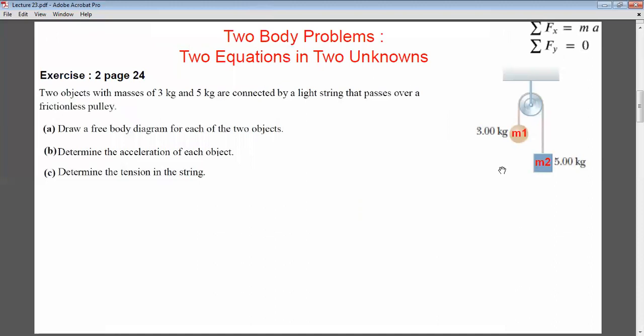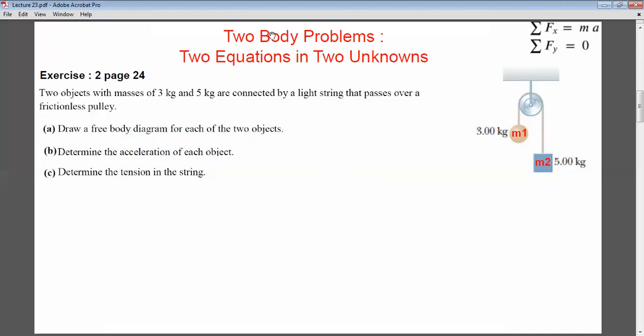It's called a two body problem. I have two bodies, M1 and M2. M1 equals 3 kilogram, M2 is equal to 5 kilogram. They are connected by a light string that passes over a frictionless pulley. This is just to tell me that the pulley doesn't exert any force on the object. Now let's solve the problem exactly as we used to solve all other problems. We will start by drawing a free body diagram for each of the two objects.